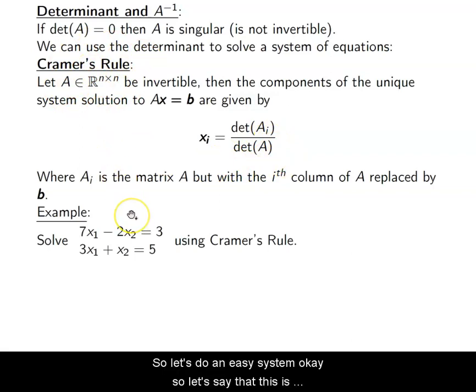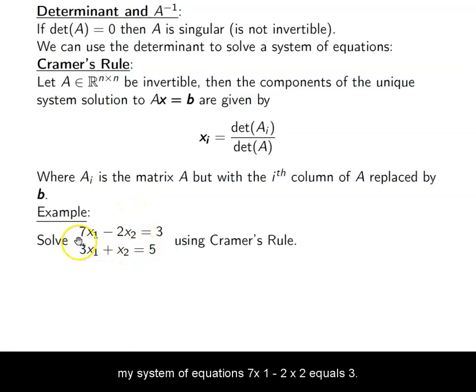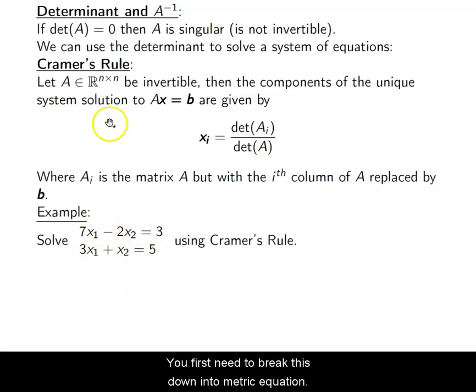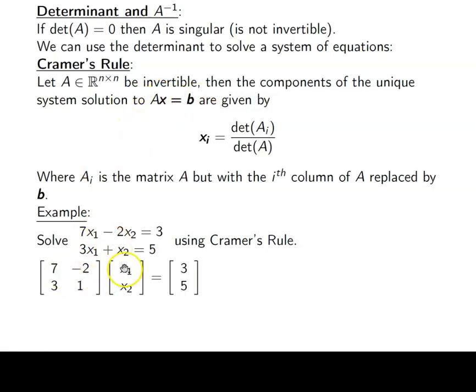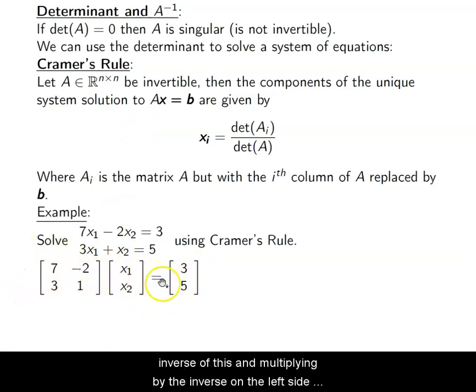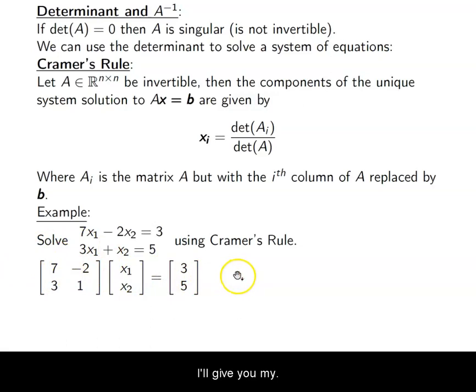Okay, so let's do an easy system. Let's say that this is my system of equations: 7x1 minus 2x2 equals 3, and 3x1 plus x2 equals 5. Using Cramer's rule, we first need to break this down into a matrix equation. So I have Ax equals B. We saw before we can solve this by taking the inverse and multiplying by the inverse on the left side on both sides of the equation. The left side here and the left side here. And that'll give me my solution.